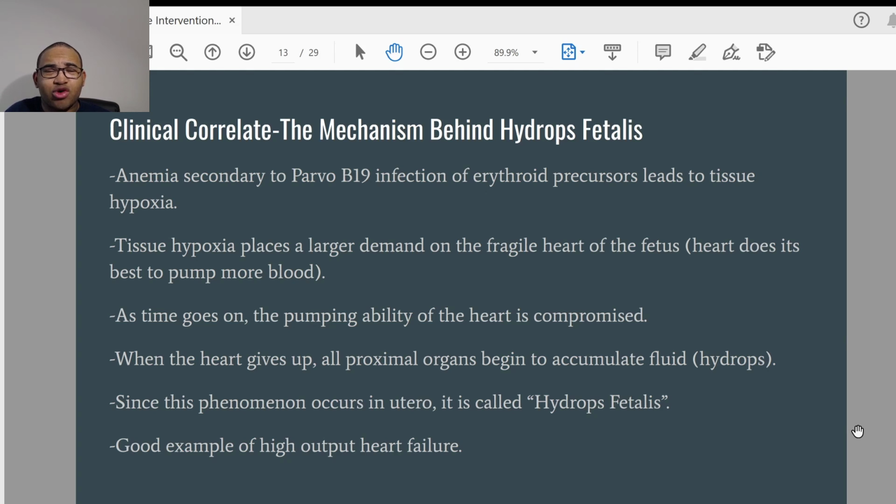This is actually a pretty good example of high output heart failure. In fact, I can foresee your friends at the MBME writing a question where instead of putting hydrops fetalis, they can ask for the mechanism behind hydrops fetalis, it's an example of high output heart failure. I'll say some more things about high output heart failure in my cardiology videos in the future.